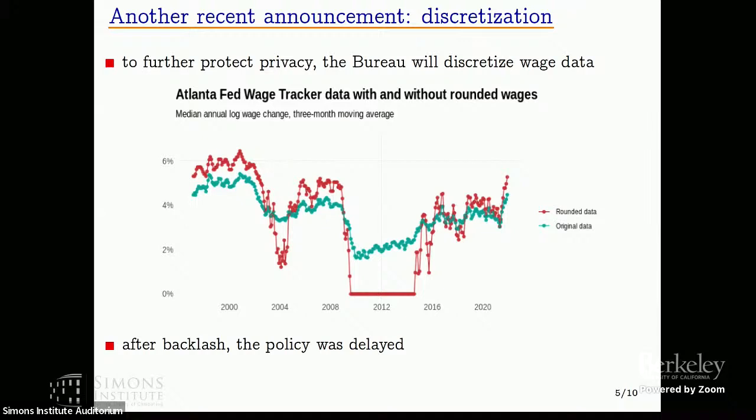You can see the original data series before thinking about how discretization will be implemented, and it's this blue/green series. But if you implement the discretization they've proposed, you get this red series. So you can see it's very corrupted, and this is very worrisome. There was a big backlash, and actually the Census Bureau announced that they will delay this policy until maybe inflation abates or something like that.